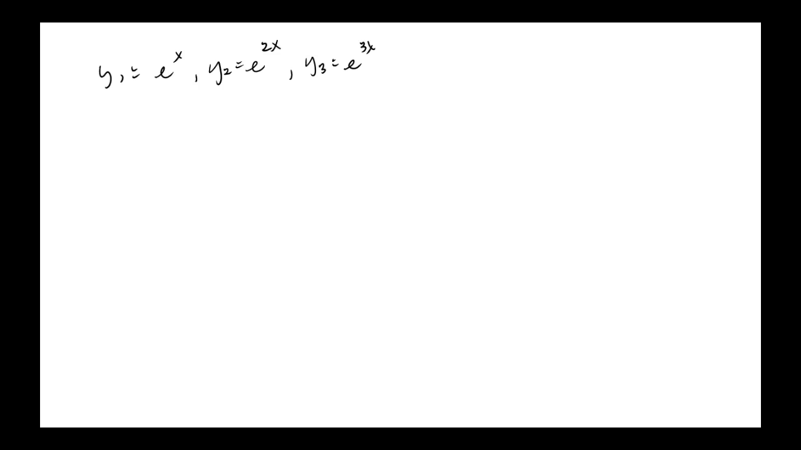They claim that these three satisfy the third order differential equation y triple prime minus 6y double prime plus 11y prime minus 6y is equal to 0. Okay? That's their claim.